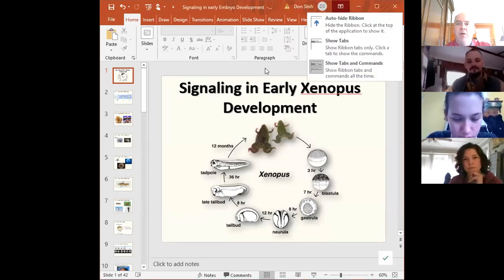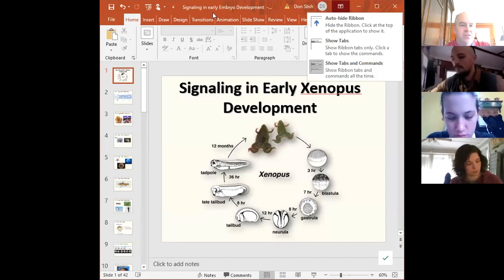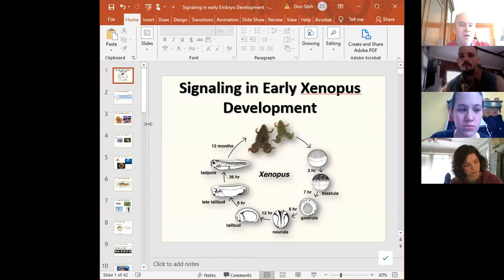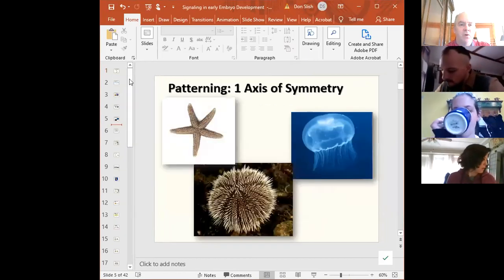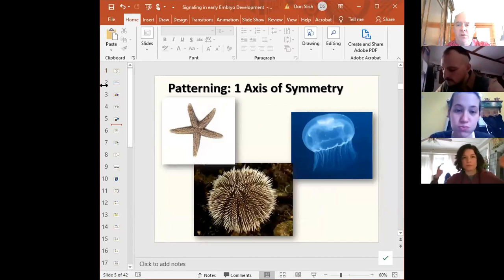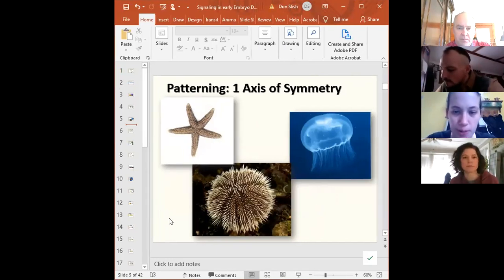Xenopus early development. By the way, because it's not in your book, I did more than just write notes for this section. I also have it all written out in text form as well. Hopefully that's going to help you with this.